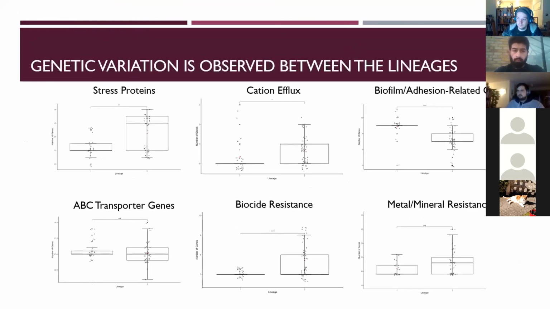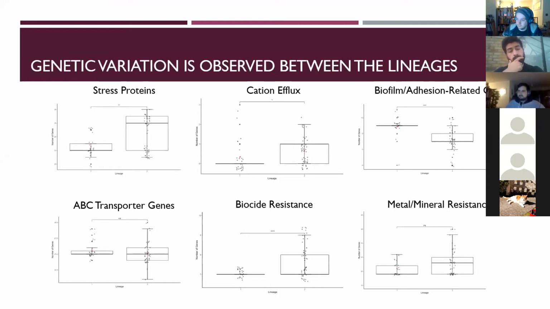So I've taken some of these categories and looked at them between the lineages. What you can see is there's some significance, especially in biofilm and adhesion-related genes and biocide resistances between the two lineages. These are ones that we'll look at further, but at the moment we've only just started touching on this in the research, so not too much is known at the moment.